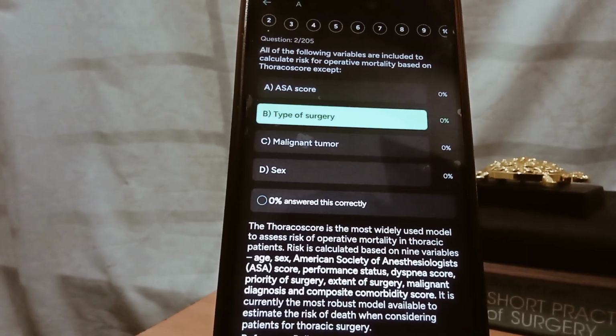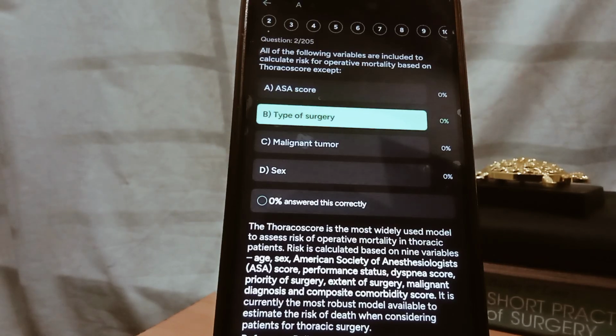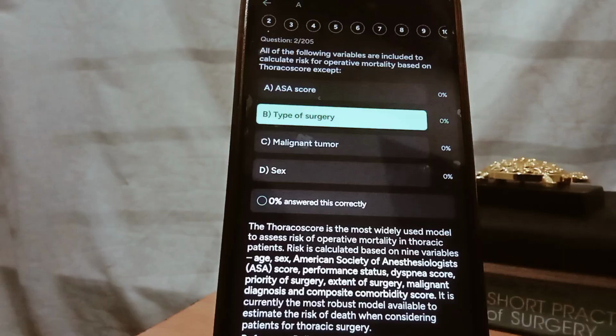The Thoracoscore is the widely used model to assess the risk of operative mortality in thoracic patients. Risk is calculated based on 9 variables: age, sex, American Society of Anesthesiologists ASA score, performance status, dyspnea score, priority of surgery, extent of surgery, malignant diagnosis, and composite morbidity score. It is currently the most robust model available to estimate the risk of death when considering patients for thoracic surgery.